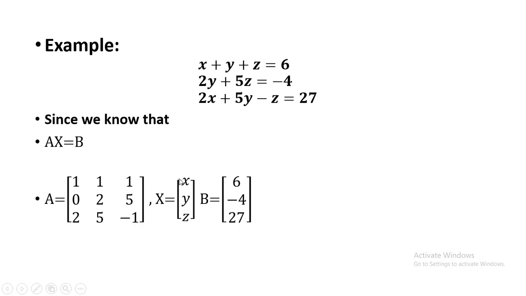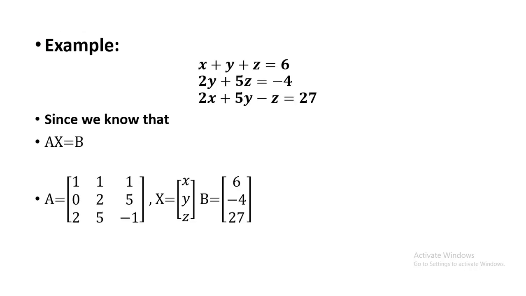Now X represents all the variables, so there are 3 variables, x, y and z. There you go, x, y and z. For B it is equal to 6, minus 4, 27. So 6, minus 4 and 27.